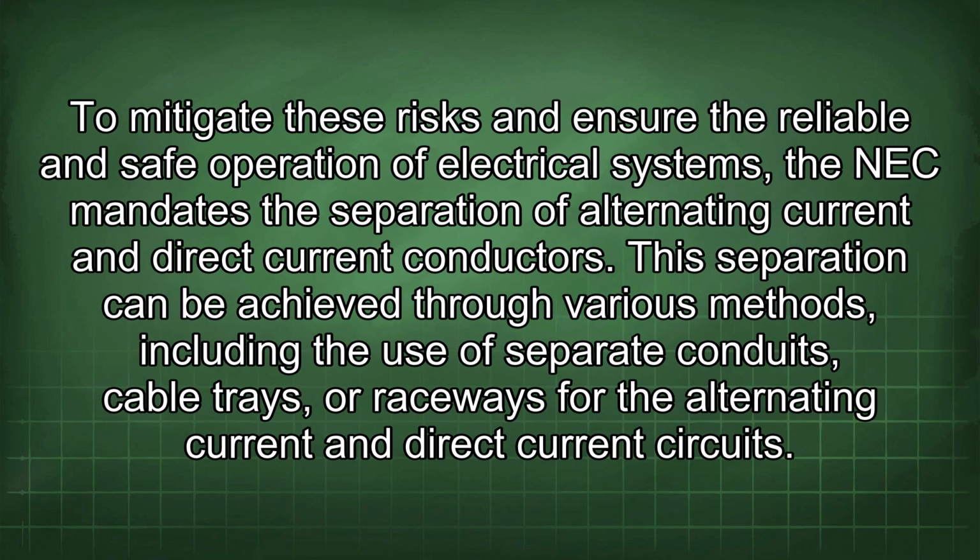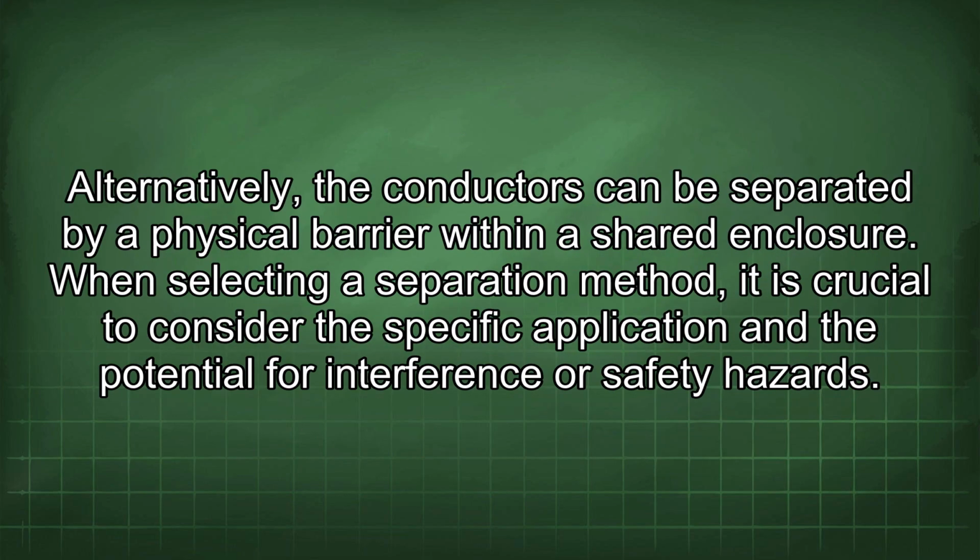To mitigate these risks and ensure the reliable and safe operation of electrical systems, the NEC mandates the separation of alternating current and direct current conductors. This separation can be achieved through various methods, including the use of separate conduits, cable trays, or raceways for the alternating current and direct current circuits. Alternatively, the conductors can be separated by a physical barrier within a shared enclosure.